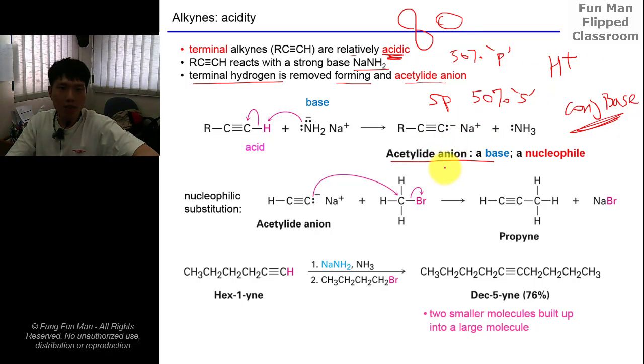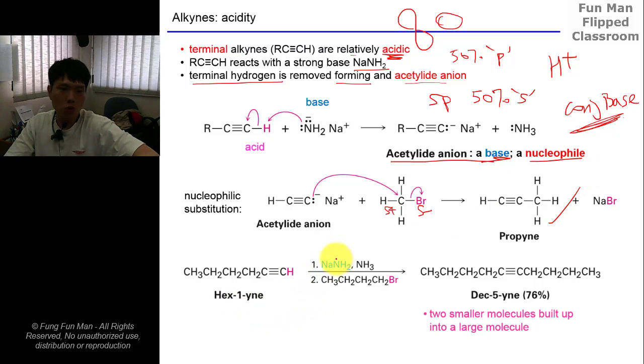Okay, so this anion here, because it has a lone pair of electrons, it can act as a base, conjugate base, or as a nucleophile. Now let me use this as a nucleophile to illustrate to you what happens. Nucleophilic substitution. An acetylide anion will attack a carbon that's delta positive because it's being polarized by the bromine, kick out the Br, and you join it to form propyne.